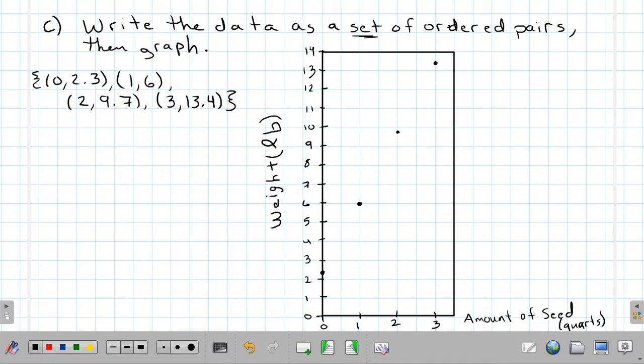Once again, drawing this by hand is not going to be perfect. But what we see here is we have 4 points. Okay. But here's where we answer the question. Do we connect the points? Okay. In this case, we connect the points.